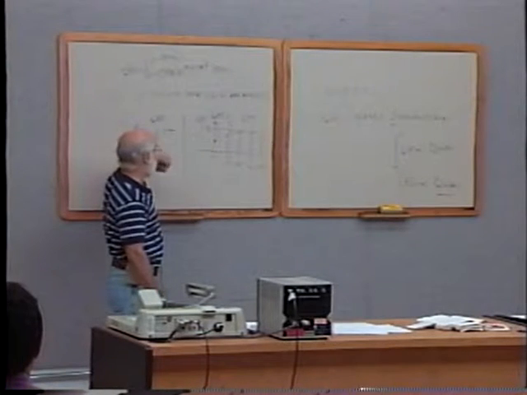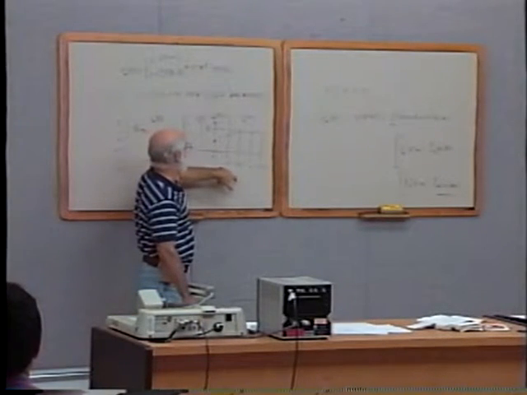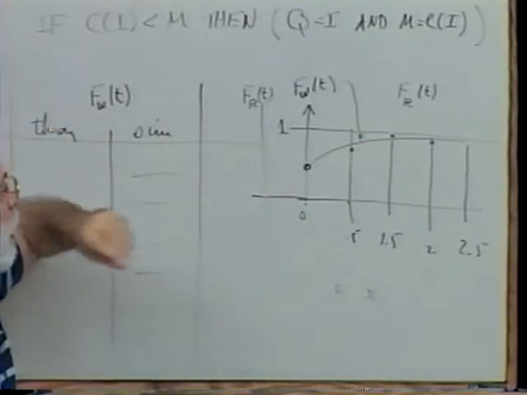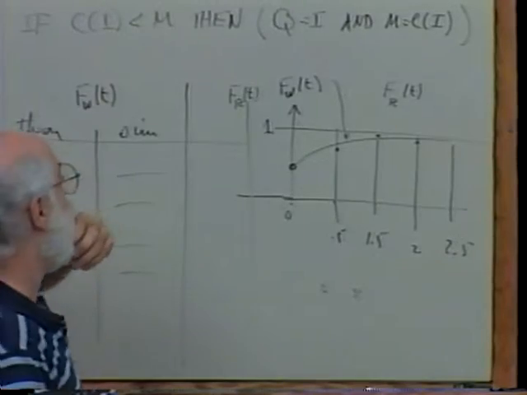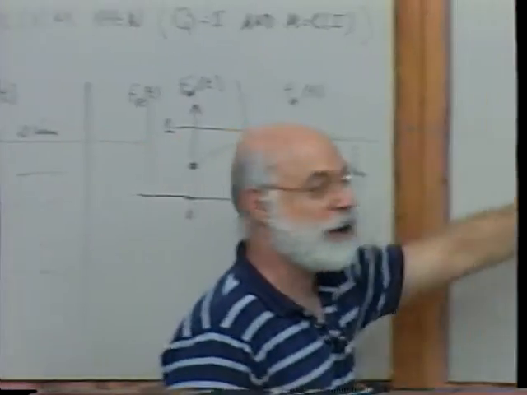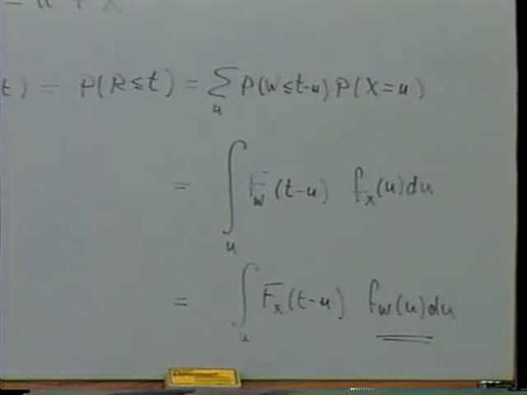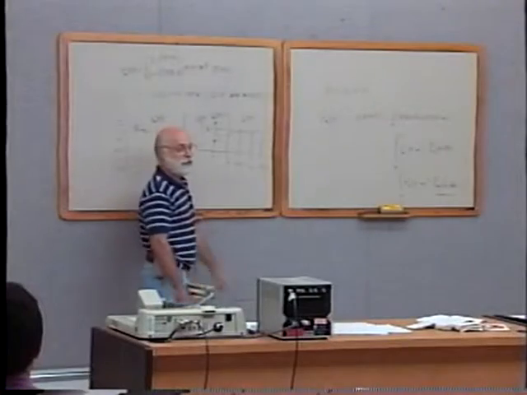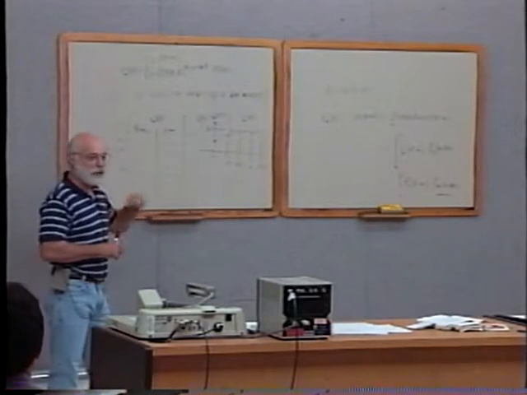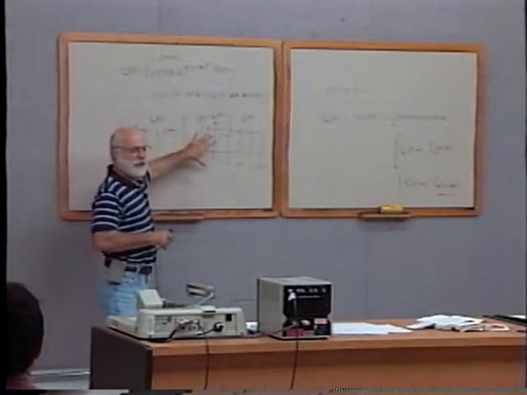Of course, it should be true that for any t, the probability that R is less than or equal to t is less than the probability that W is less than or equal to t, because R is equal to W plus X. Okay, so R is going to be bigger than W. So the distribution function for R will lie below the distribution function for W. Does that make sense?